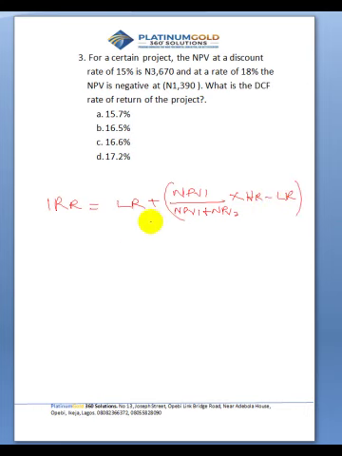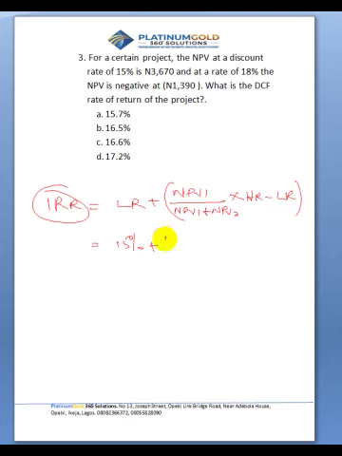So this is it. Let's put in the numbers. They are now asking for this IRR. It's equal to the lower rate. You agree with me? The lower rate is 15%, because we have 15 and 18 there, plus NPV1. The first NPV is negative. Usually the first one will be negative.